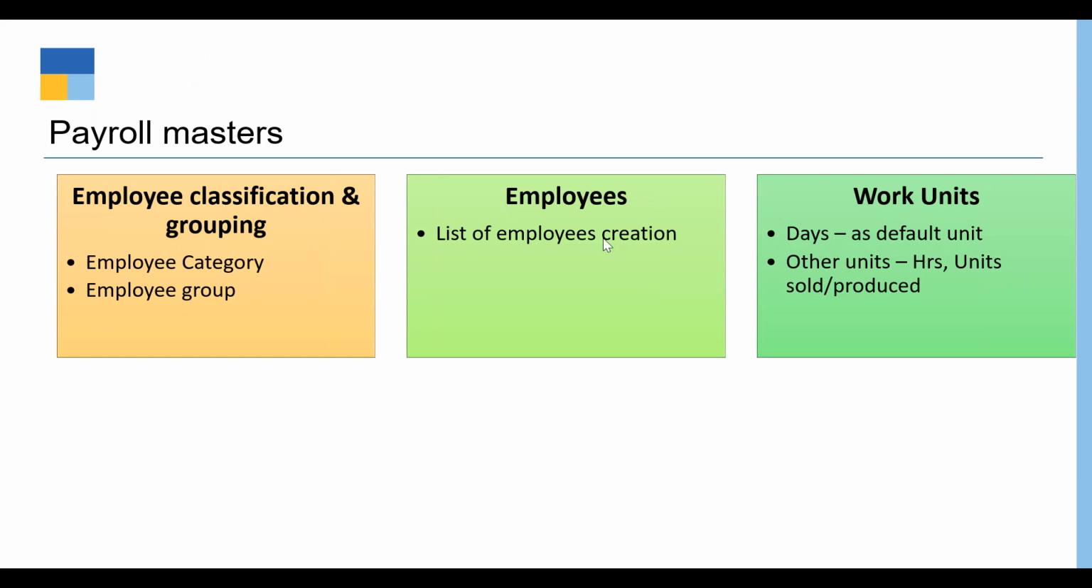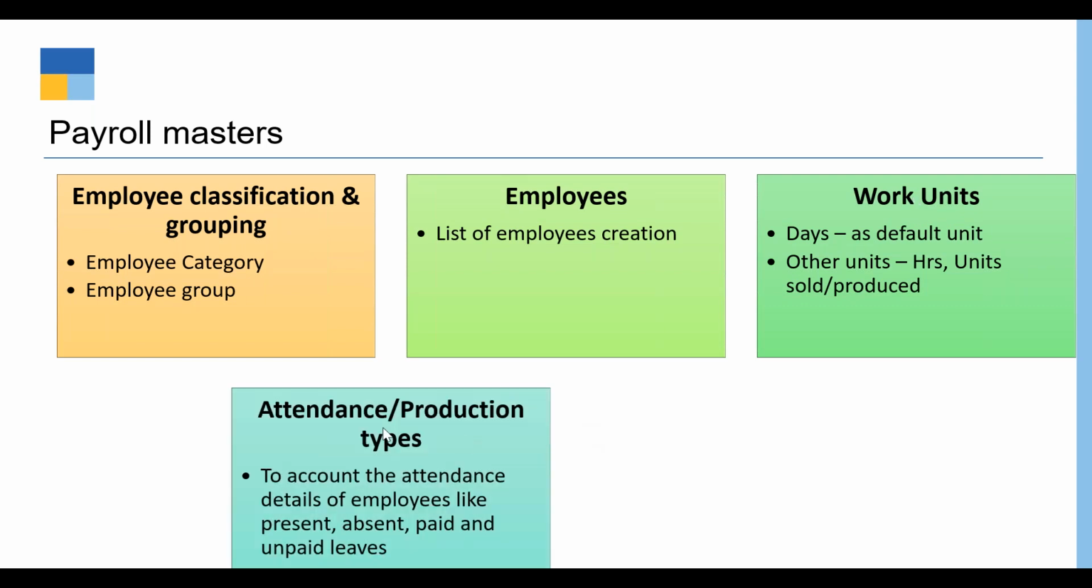Currently we have created the employees and we also created the units in which we want to measure the work, right? So the next master would be attendance or production type. Basically, we will be creating attendance or production types so that we can account for the attendance details of employees. If your work unit is days, you need to define whether you want to calculate salary based on the number of days present or the number of days absent, and how you want to give the condition to the system so that the salary can be calculated.